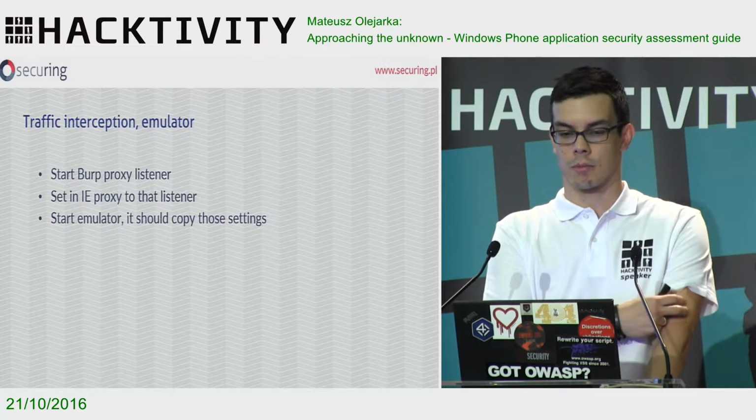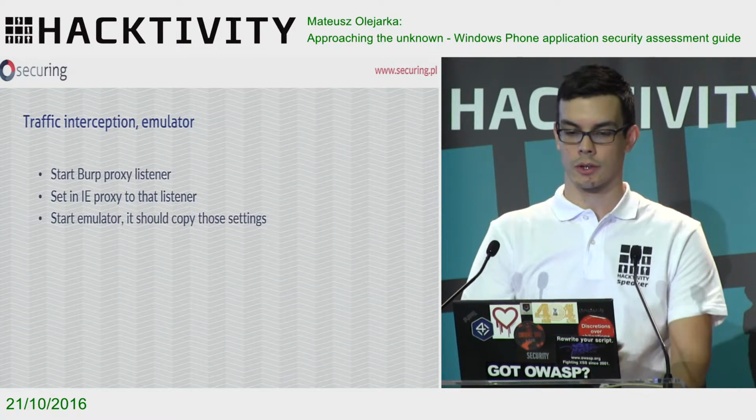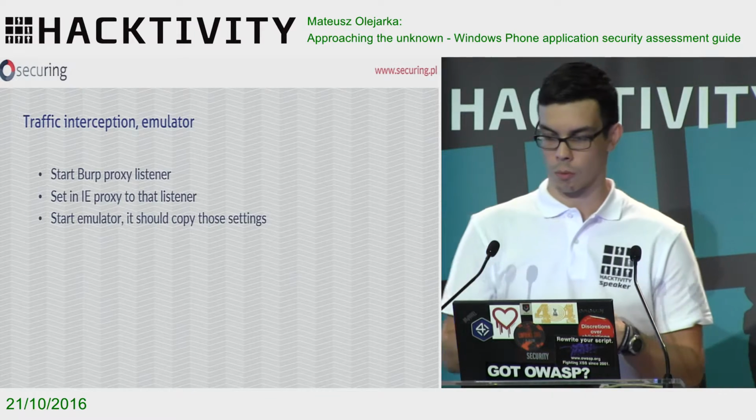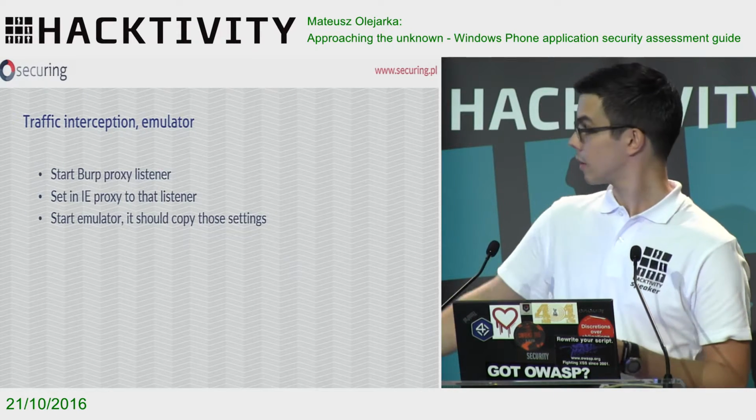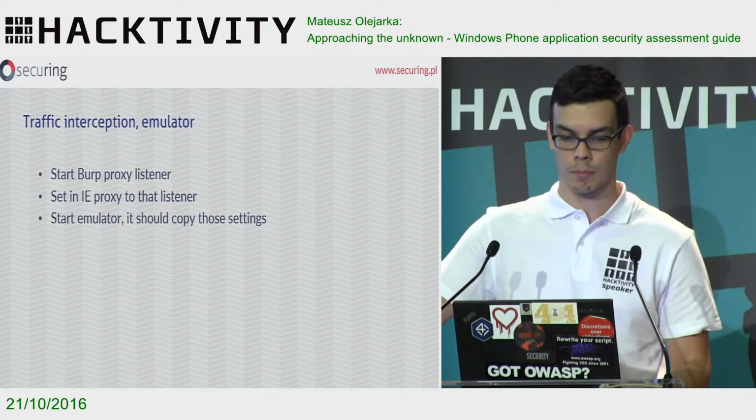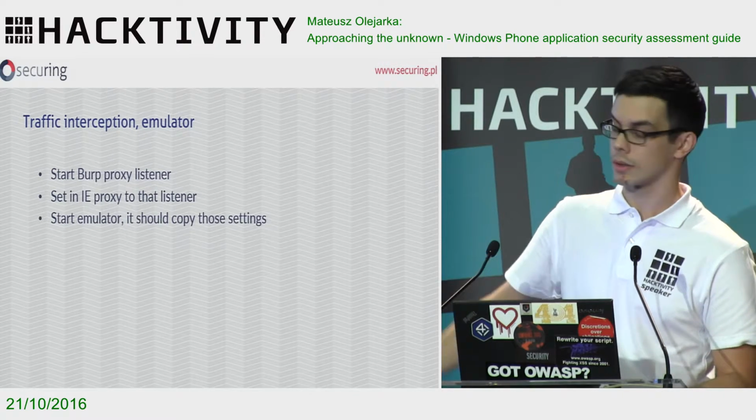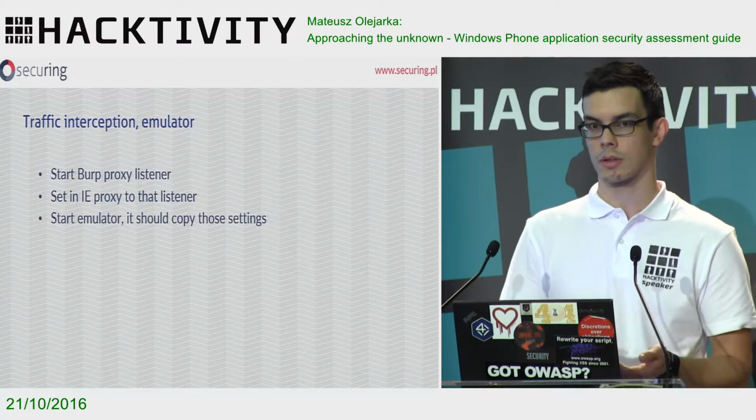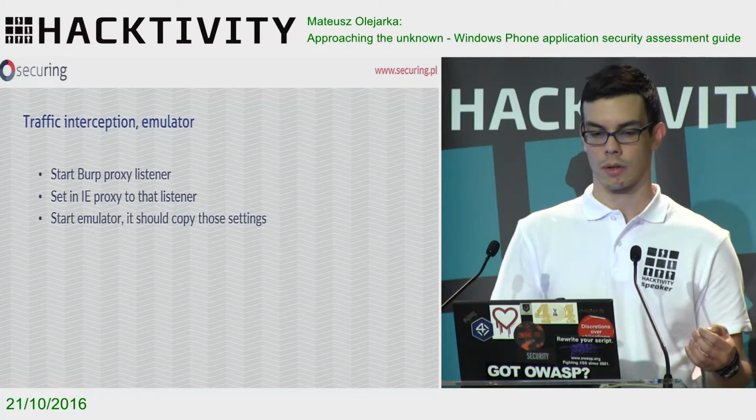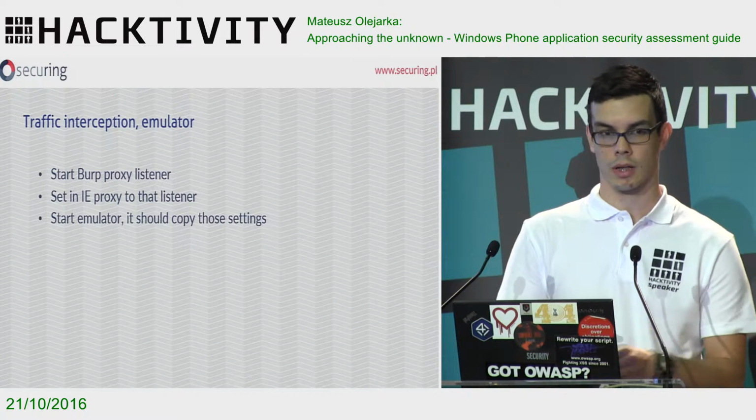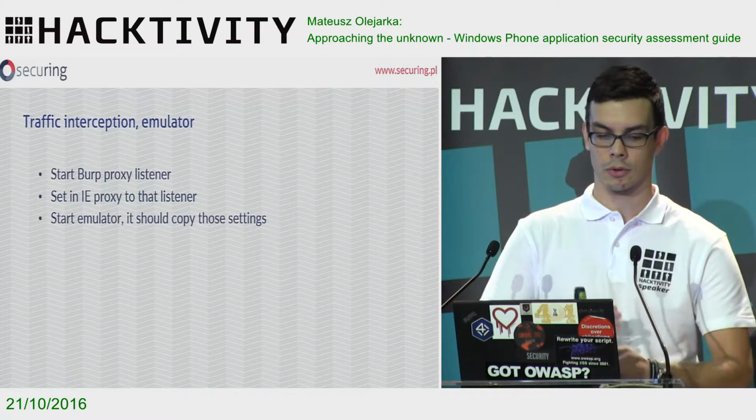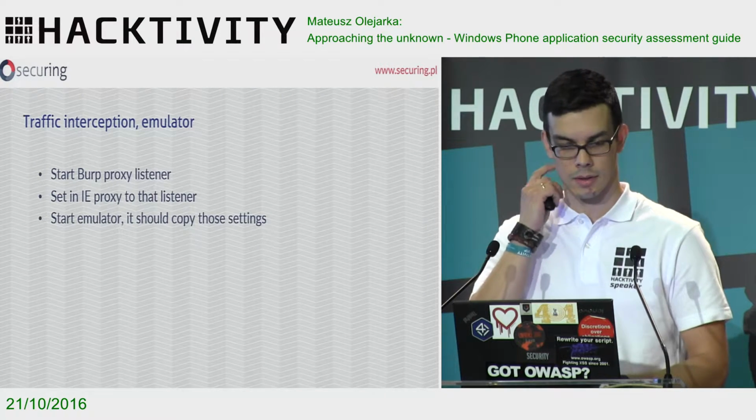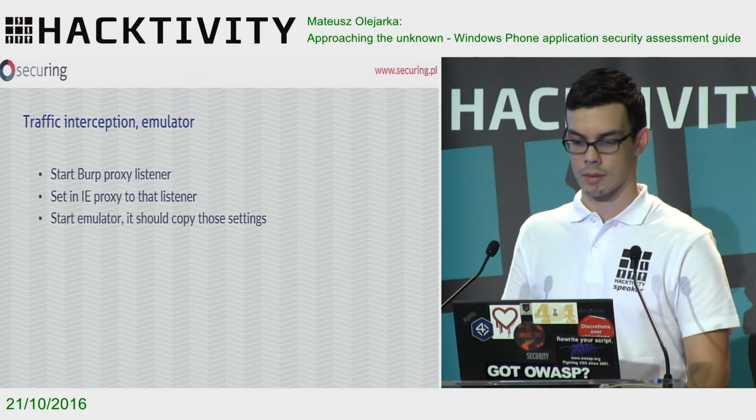Okay, next thing. In case of traffic interception, when we use the emulator, what is important is the order in which you start the steps. First, you have to start the proxy, for example in Burp, set IE to that listener, and start the emulator. Because when this virtual machine starts, it copies your proxy settings from host to guest. When you do it the other way, sometimes it doesn't, and the settings don't show up on the guest machine.